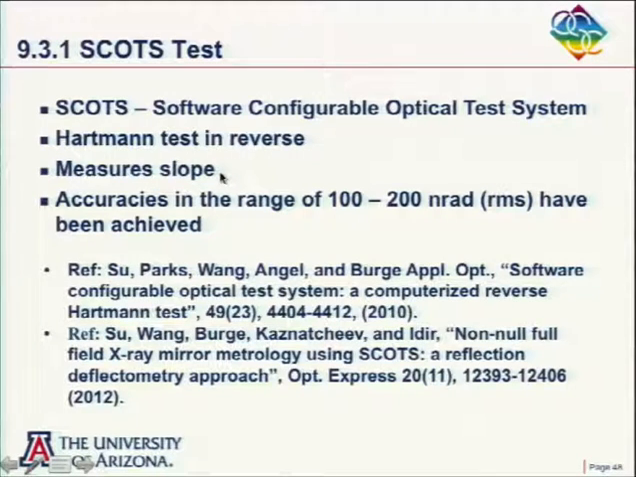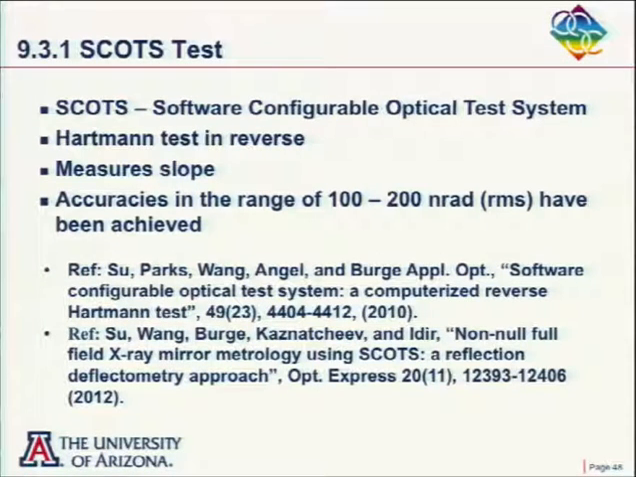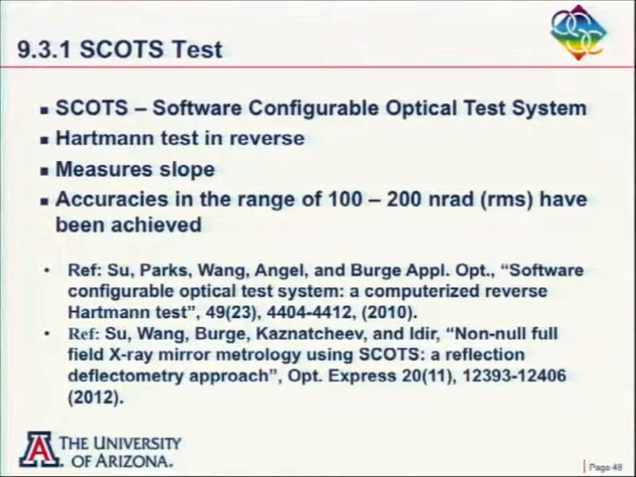It measures slope like the Hartmann test. It's not measuring the wavefront directly, it's measuring the slope. But then you can integrate the results to get back to the wavefront. And from what I'm reading in the literature, they're getting accuracies in a range of 100 to 200 nanoradians. Those of you working on the SCOTS, do you agree with those numbers? Or maybe you're doing better than that now, for your dissertation. I don't know.